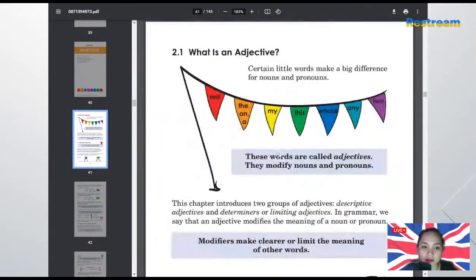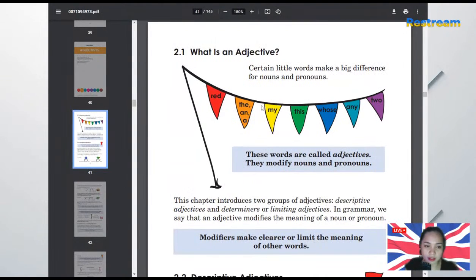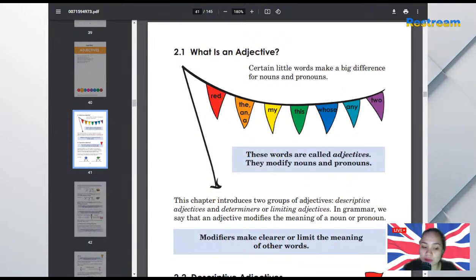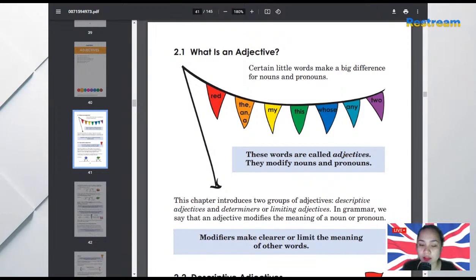So here on page 28, let me make it smaller. There you go. So, what is an adjective? If you remember, when we say adjective, this is a modifier, the one that modifies the noun or pronoun. It is a describing word, because when we say modifier, it is describing. So it modifies nouns and pronouns, meaning it describes the nouns and the pronouns.